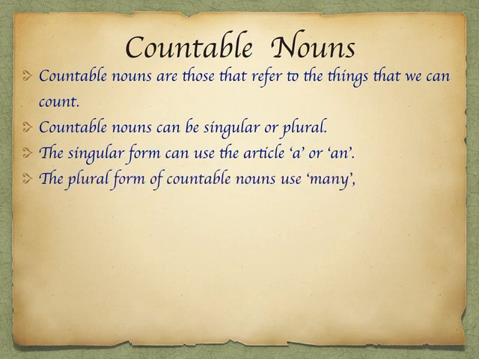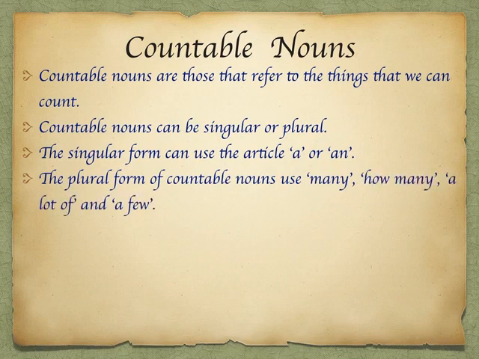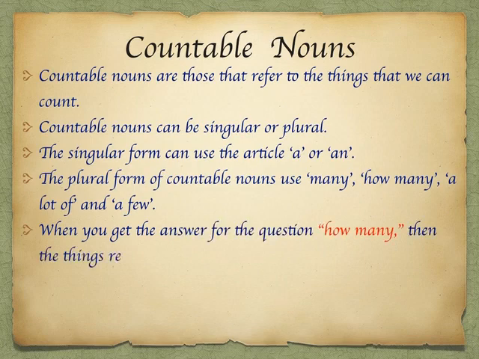The plural form of countable nouns uses many, how many, a lot of, and a few. That means the countable noun uses these words. For example, how many books were there? A lot of books were there, or a few books were lying on the table. When you get the answer for the question how many, then the things referred to are countable nouns. So, this helps in identifying which are the countable nouns. For example, if I ask you how many books were there in the image, you would be able to answer that there were 5 books in the image. So, the books are countable noun.